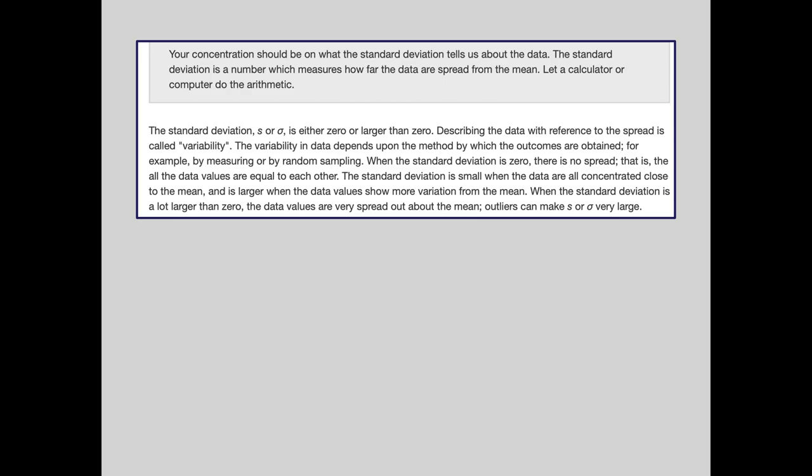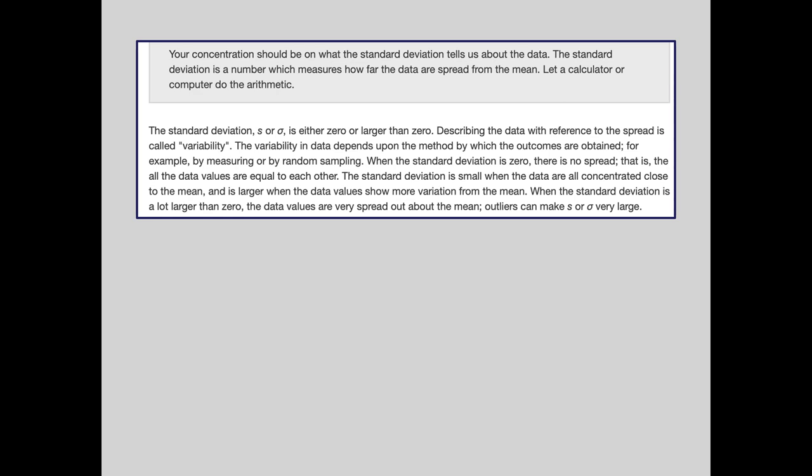So, what are you supposed to know about standard deviation? How are you supposed to be familiar with it? Your concentration, first and foremost, should be on what standard deviation tells us about the data. The standard deviation measures how far away data is from the mean or the center part of the data: the mean, the median, the mode.